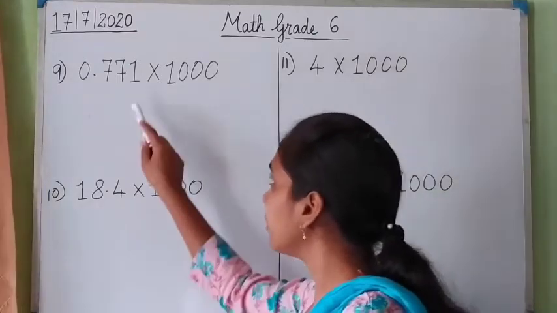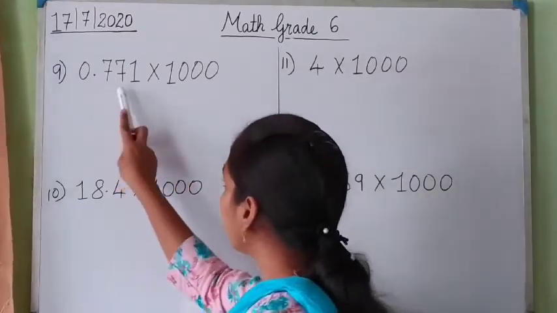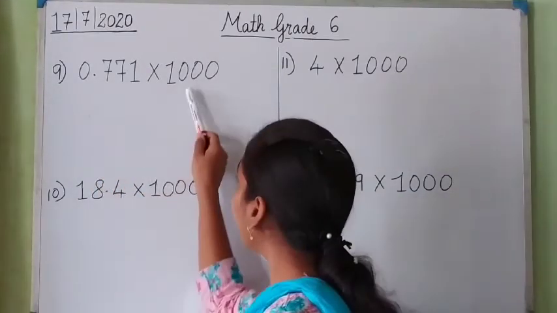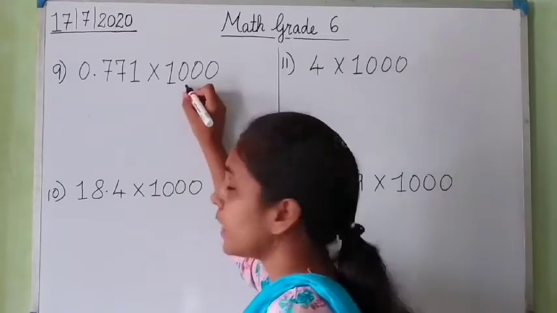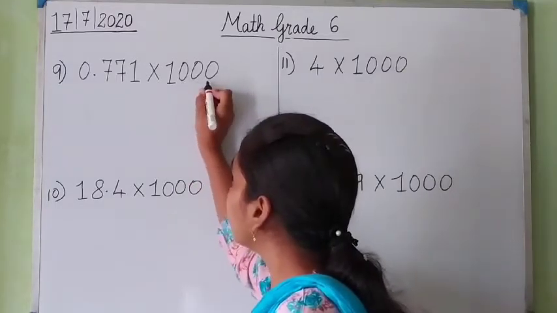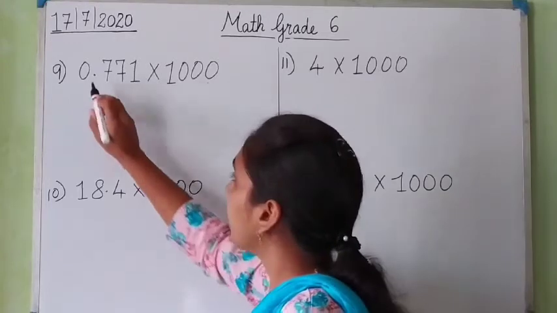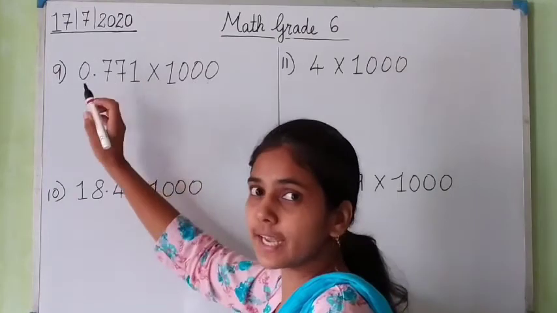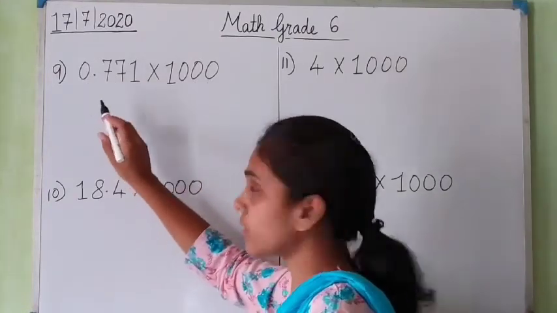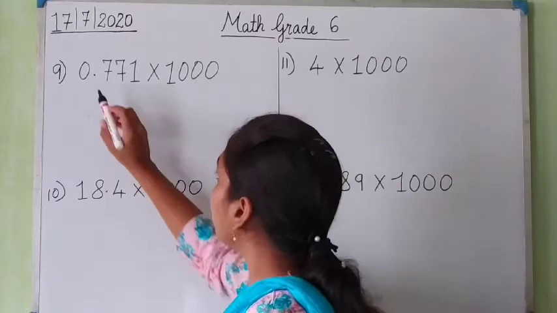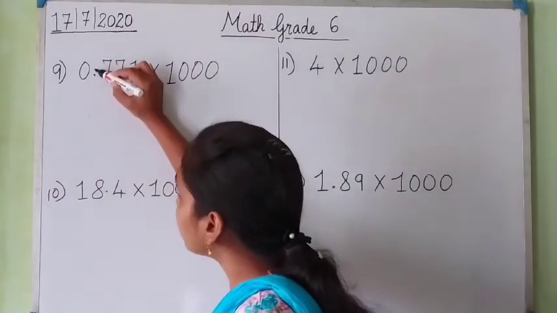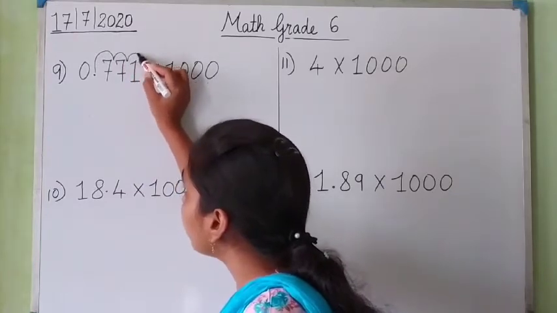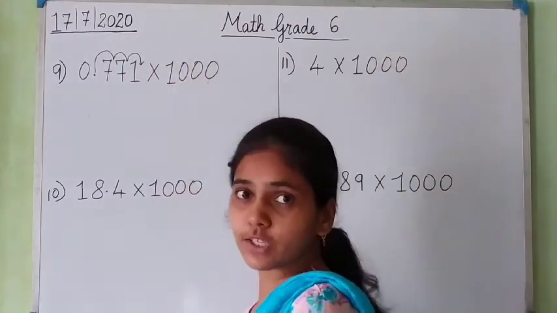Now we see multiplication by 1000. So first one, the number is 0.771 and we have to multiply it by 1000. So in 1000, how many zeros are there? There are 1, 2, 3 zeros. So how many times do we have to shift this decimal point towards the right? 3 times, because there are 3 zeros. So this decimal point is over here. After shifting it 3 times, 1, 2 and 3, it gets here, after the 1.